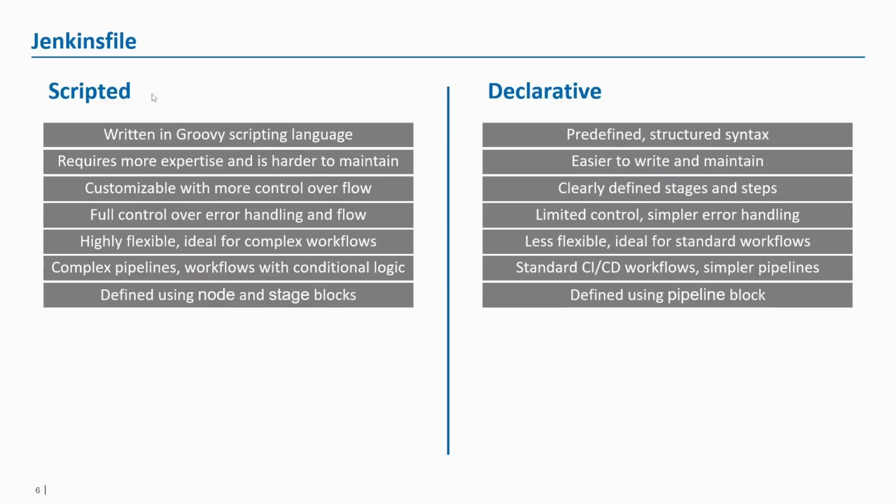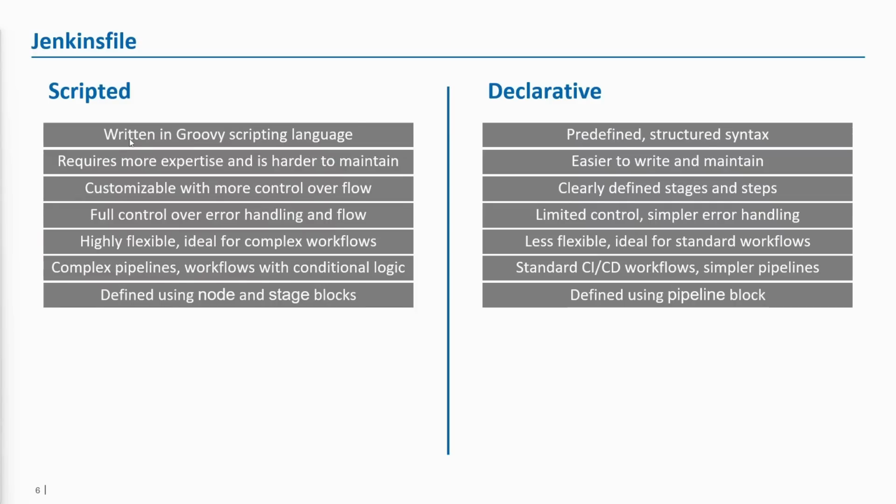There are two ways of writing Jenkinsfile. One is the scripted way, another one is the declarative way. The scripted way is a legacy way and the declarative way is quite new. Let us have a side-by-side comparison between the scripted way and the declarative way of writing the Jenkinsfile.